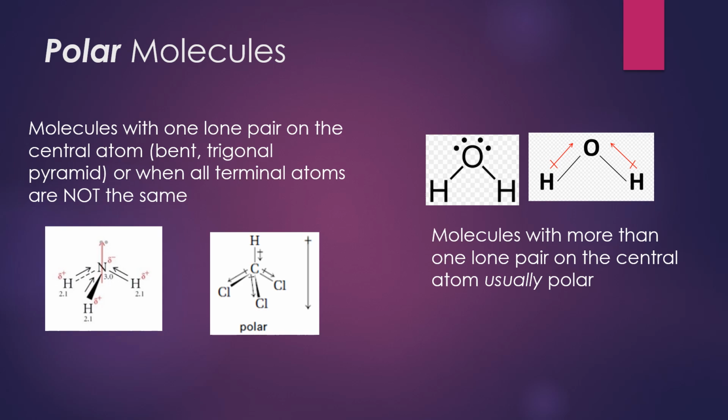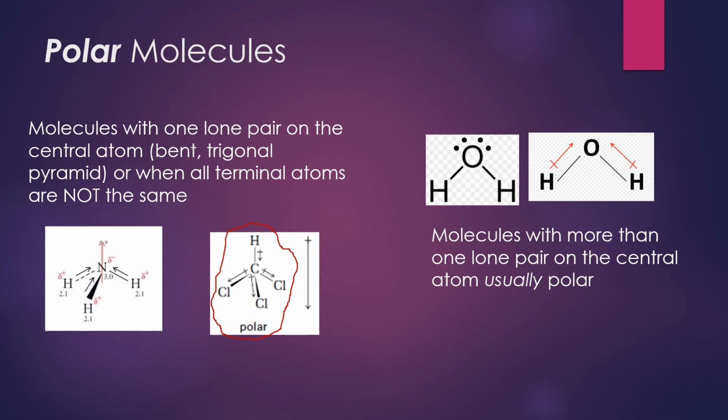So now let's look at some rules we can apply to figure out if a molecule is polar. Molecules that have one lone pair on the central atom, or when all terminal atoms are not the same. We've looked at this second example already. This was the no lone pair example when we replaced the chlorine with a hydrogen. We said, okay, now it's polar.